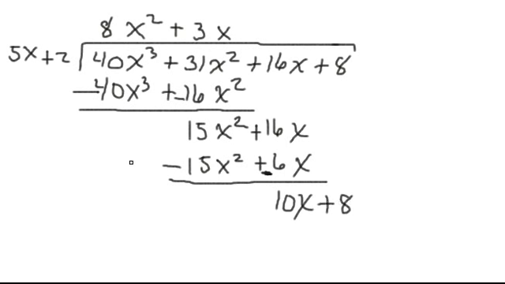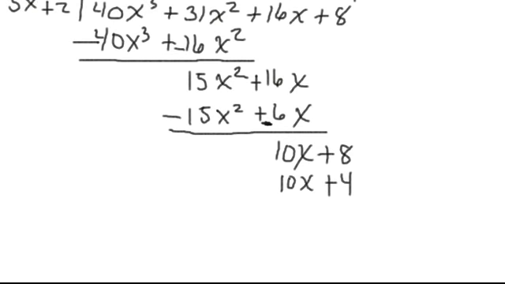Alright, so we're done with that. Then we do it again. 5x goes into 10x, and 5 goes into 10 2 times, and the x's will cancel out. So then we have 10x, and 2 times 2 is 4. Minus, so it makes that a minus. And so now we're left with 8 minus 4 is just 4.